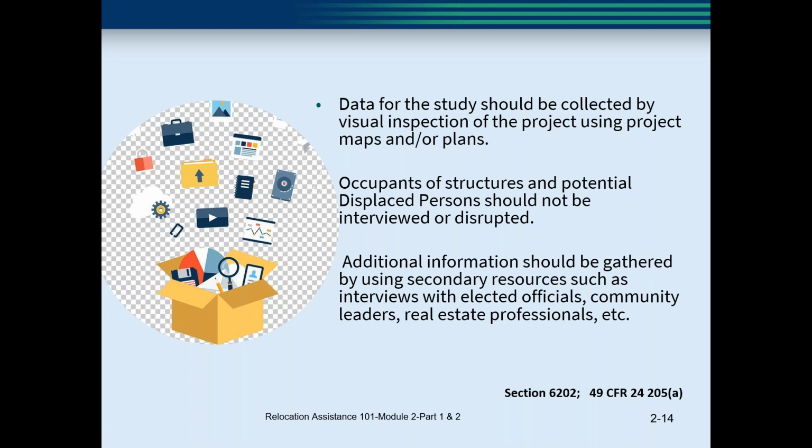Additional information should be gathered by using secondary resources, such as interviews with the elected officials, community leaders, real estate professionals. Again, city hall is a very, very good resource. Gathering information about not only what's out there, but how specific alignments might affect the community.